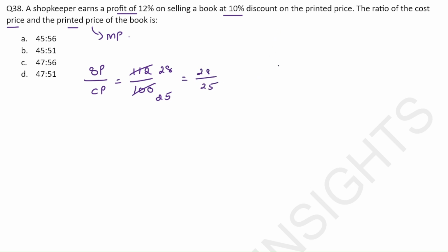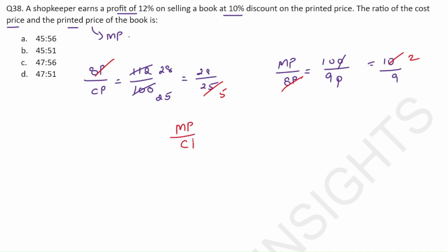Now, discount of 10% means we're talking about mark price and selling price. If the mark price is 100, after a 10% discount, this will be 90, right? So this will be 10 by 9. So as per the question, we have to find the ratio of CP to MP. So that means we don't need SP. So SP cancelled. So this will be 5 2s are 10, this will be 5 5s are 25. We cannot cancel anymore. So MP by CP will be how much?